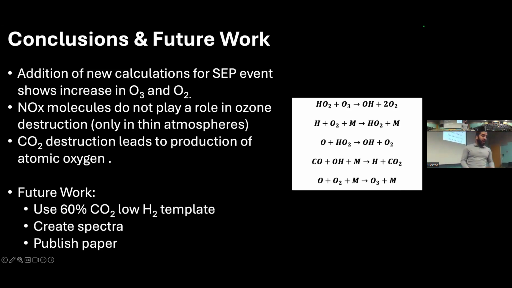So in conclusion, we added the new calculations of SCP events, and it shows an increase in oxygen and ozone. Then we see that the NOx molecules, which I didn't show, are not the ones responsible for the production of oxygen and ozone, because that tends to happen in thin atmospheres, like what happened on Mars that Nakamura was talking about. And CO2 destruction leads to production of atomic oxygen, atomic oxygen produces molecular oxygen, and molecular oxygen produces ozone.